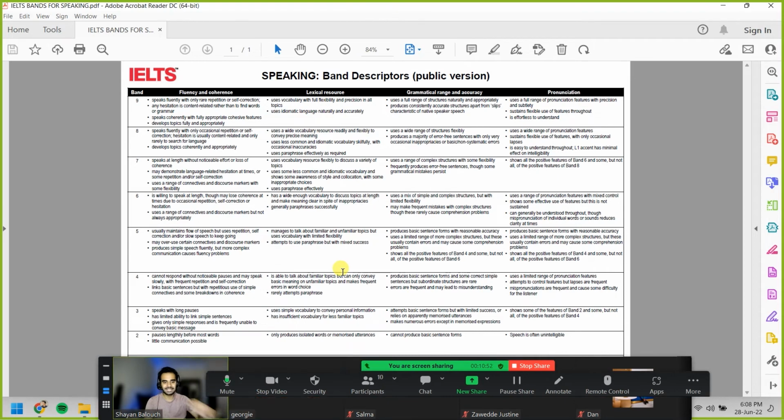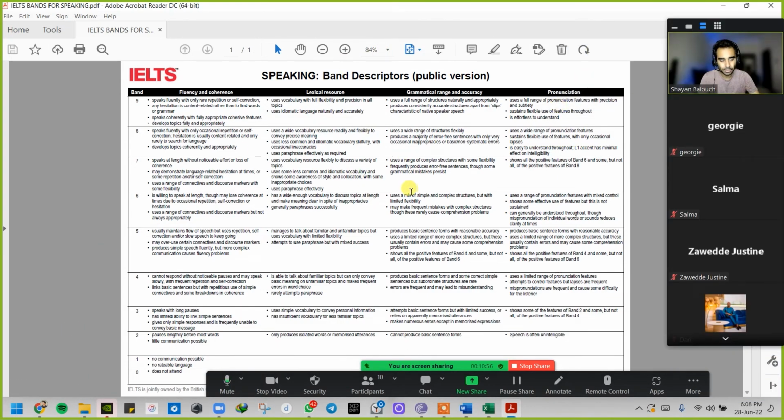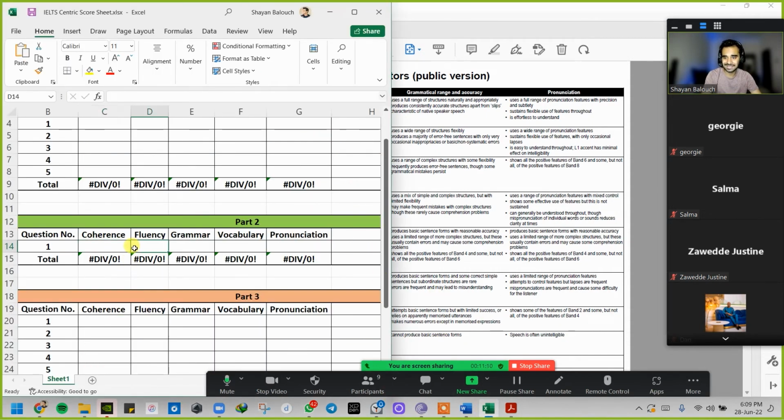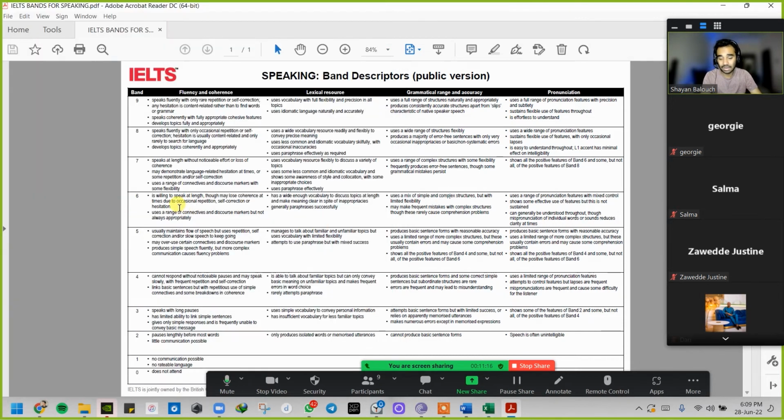Now you might notice in this document that the whole scoring criteria is given, and based on the performance of the student, bands will be given as per the performance. So as per the performance of Miss Salma, I would like to give her, let's say, 7, because let's read that. Why did I give her 7?